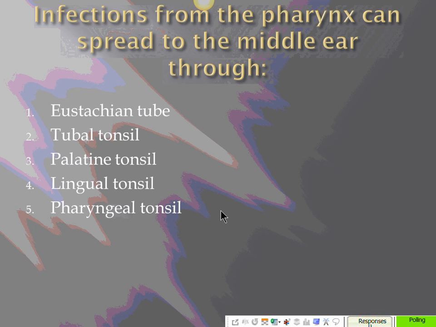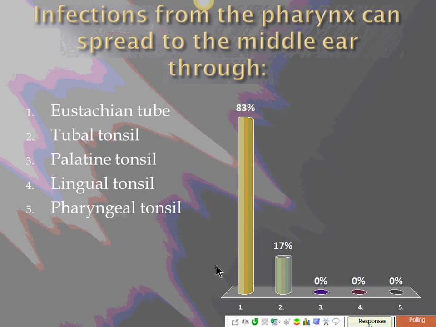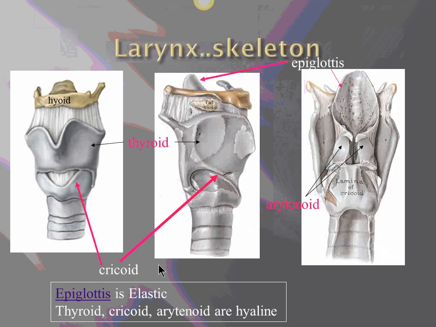Okay, here's another review. Infections from the pharynx can spread to the middle ear through the eustachian tube, not the tubal tonsil. The tonsil is just lymphoid tissue there. It's the tube, an opening with the tube which is connecting the middle ear with the nasopharynx. So it's through the eustachian tube, not the tubal tonsil. Okay, we'll stop here.